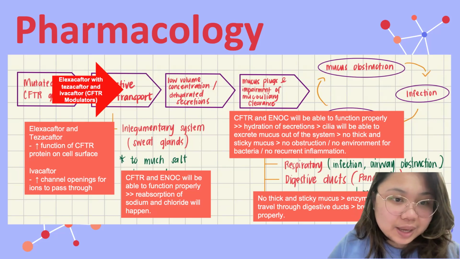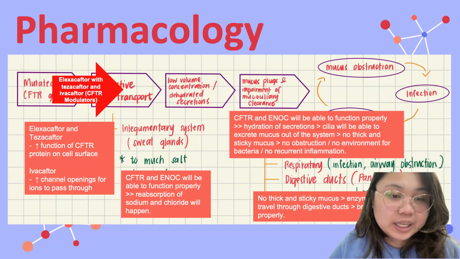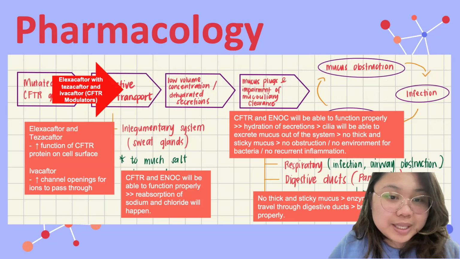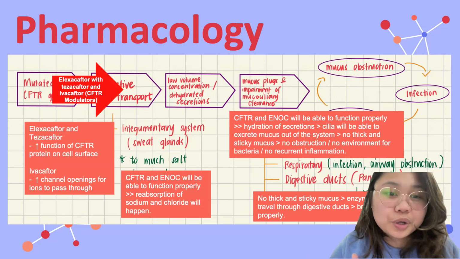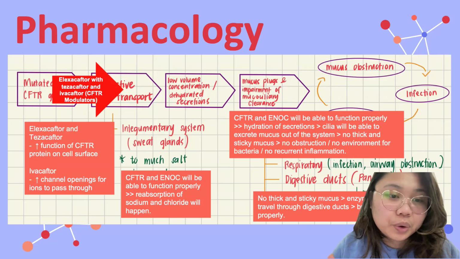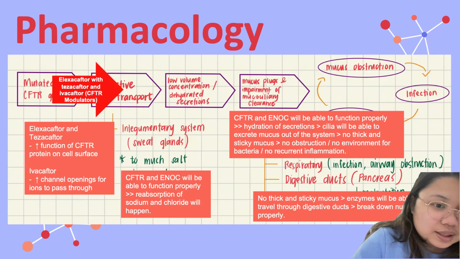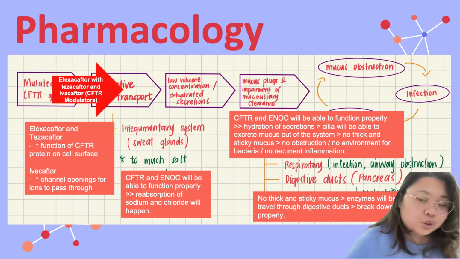Aside from that, there will be hydration in secretions already, which means cilia will be able to excrete mucus out of the system. It means no thick and sticky mucus, which results in no obstruction, no environment for bacteria to grow, and no recurrent inflammation. Also, without thick and sticky mucus, enzymes will be able to travel to the digestive ducts and do their job to break down nutrients properly.